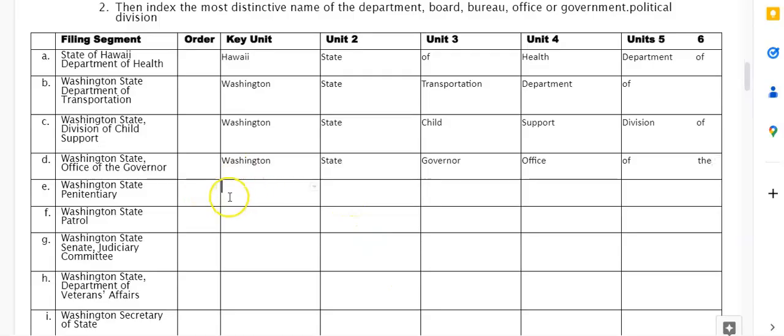For letter E, we have Washington State Penitentiary. Washington is our key unit because that's the state name. State is Unit 2, and penitentiary is Unit 3. Okay, we can do the same thing with Washington State Patrol.